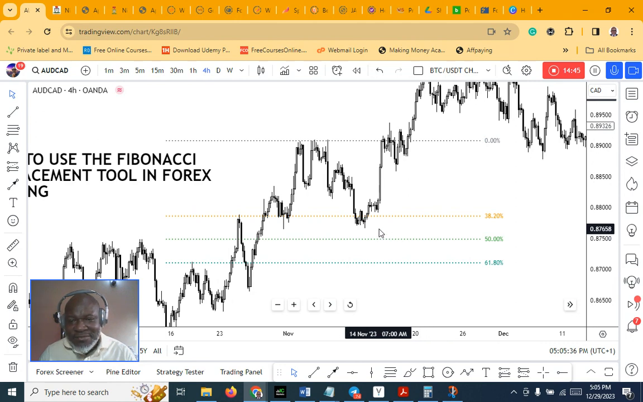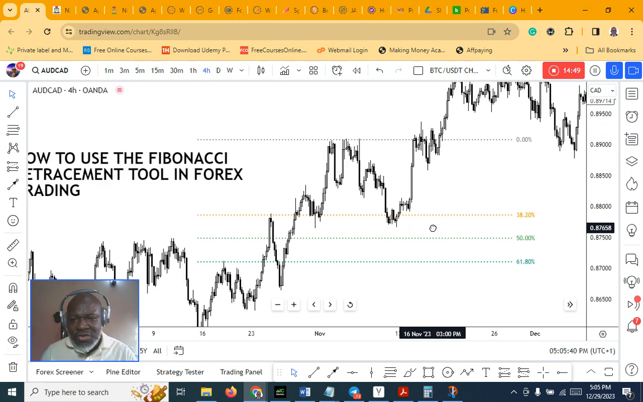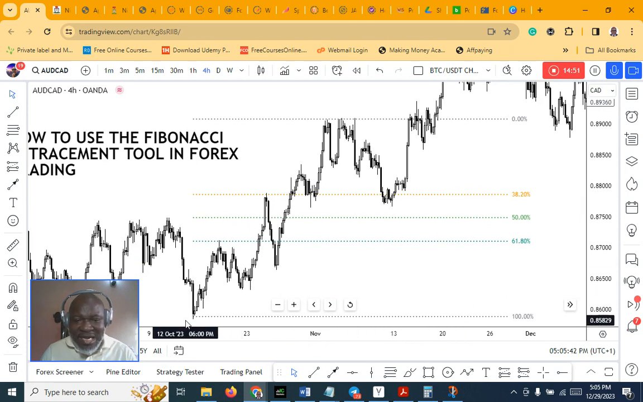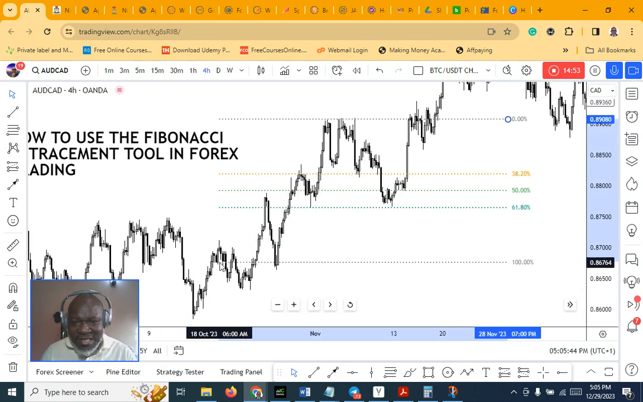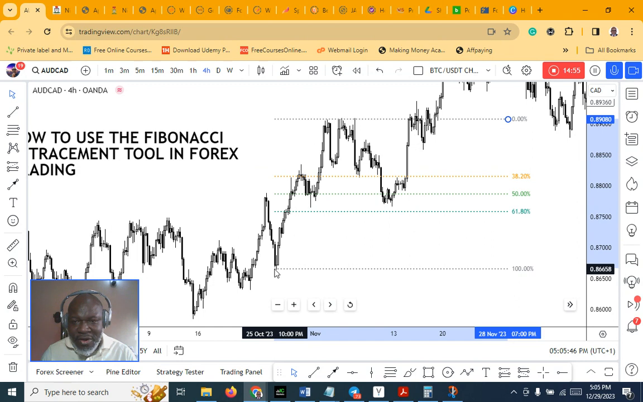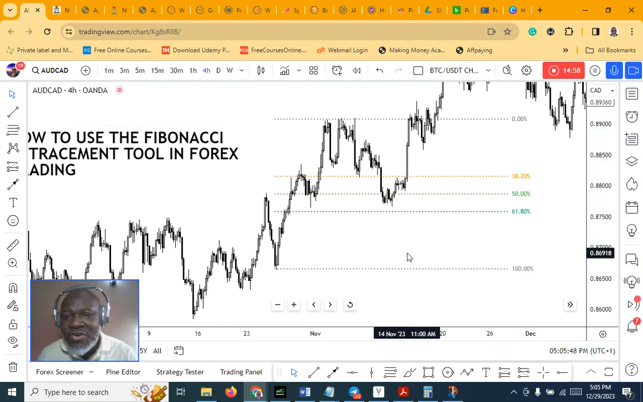If I don't get exactly what I want, I can extend this level here, up to this level. Now, what do you mean?